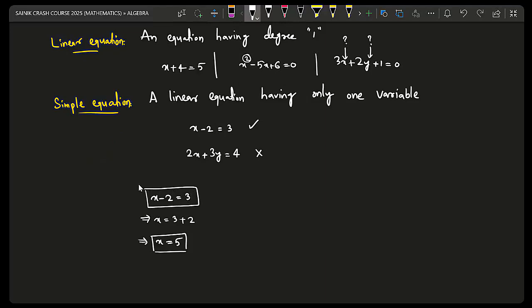What does it mean? In place of x, if you use 5, 5 minus 2 is equal to 3, it will be balanced. LHS is 3, RHS also 3. That's why x is equal to 5 is called the solution of the equation. Let's take another example: x plus 9 is equal to 12. I want to find the value of x. Plus 9, if you transpose, it will become minus 9. So you can write x is equal to 12 minus 9. It's going to be 3. So x is equal to 3. This is the way we solve the simple equation. This is called the transposing method or transposition.